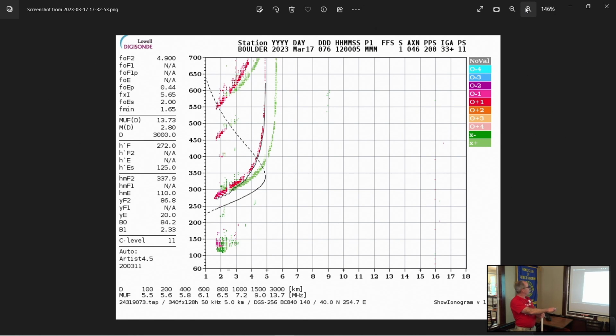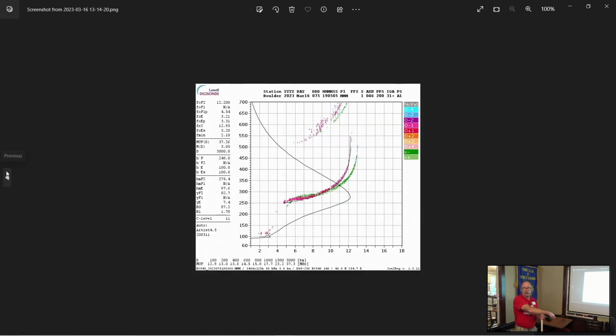We don't have 60 meters. We definitely don't have 40 meters. This is at 6 a.m. local time. Look at the other slide, Jim. This next one's in the afternoon, a couple days ago, and it was typical of what we've been seeing lately.